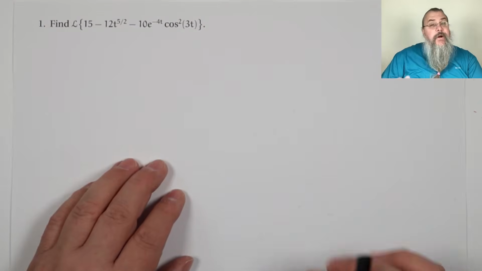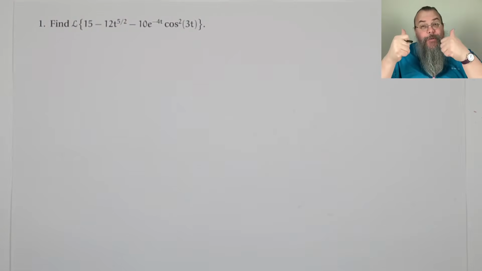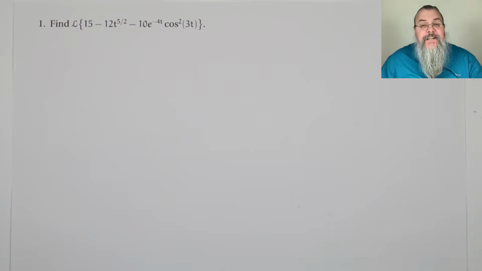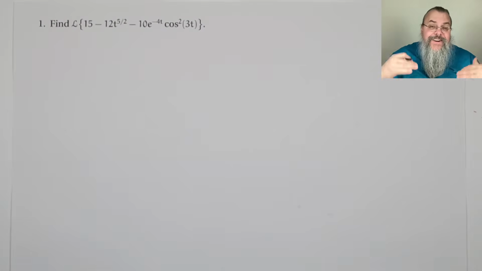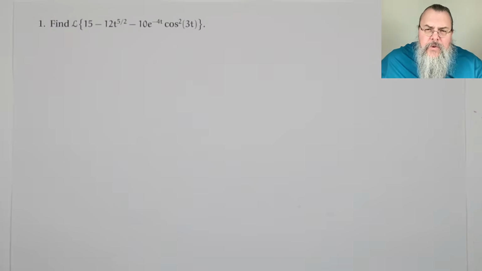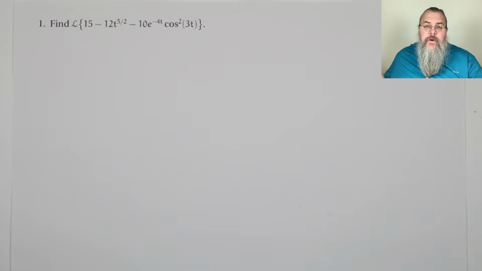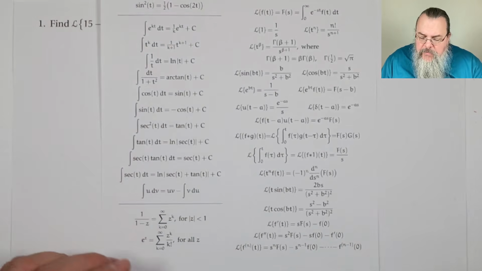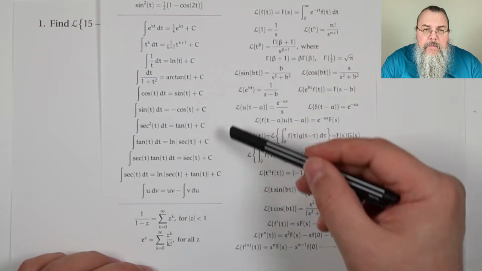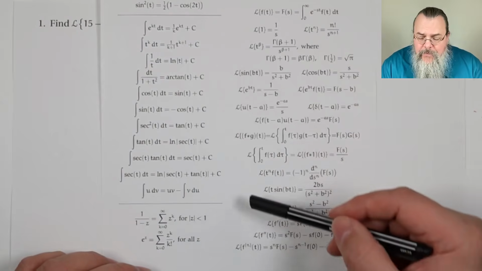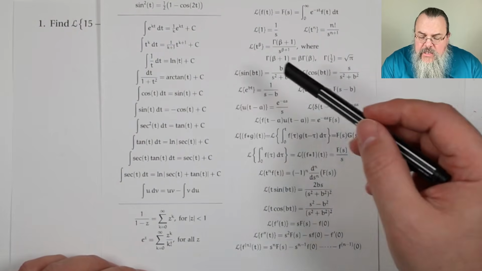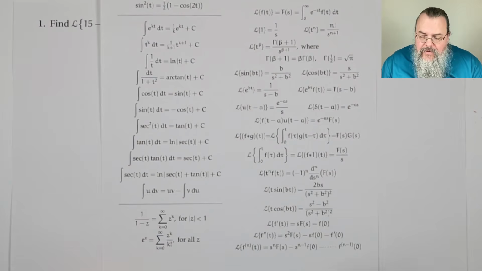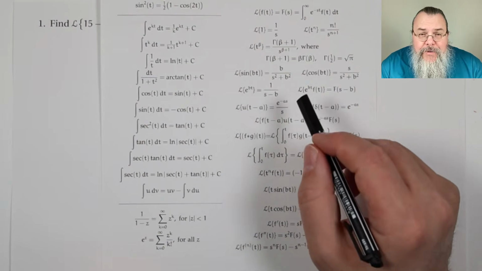Cosine squared of 3t. Ooh, now a cosine 3t, we're happy with. But cosine squared, not so much. It's not on our list. And now you're saying, what list? Well, we have our formula sheet. And this is going to become our bread and butter. We're going to keep coming back over and over. And you notice we can do cosine and sine, but we don't have cosine squared or sine squared. Okay, so we have a problem.